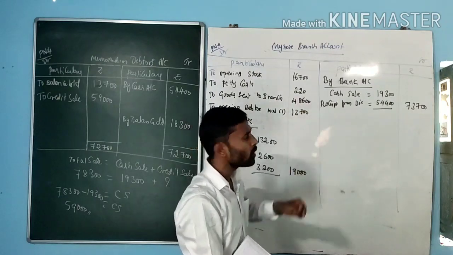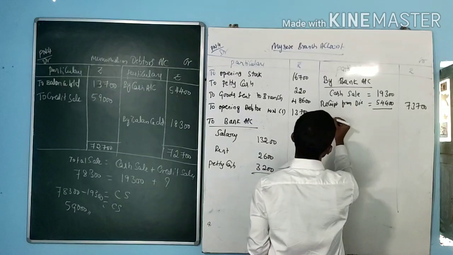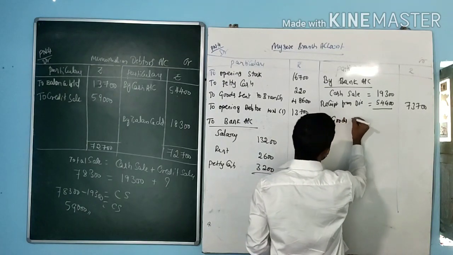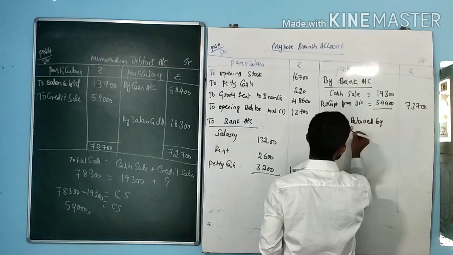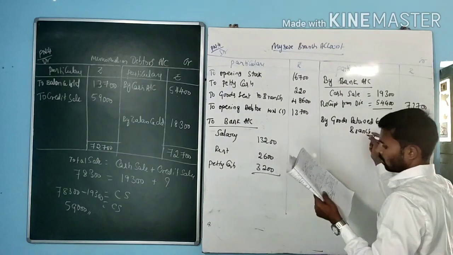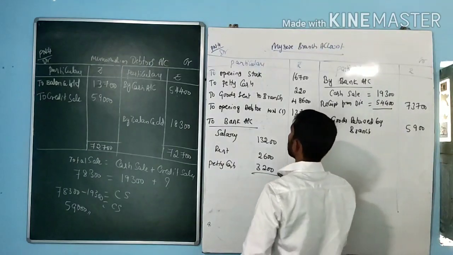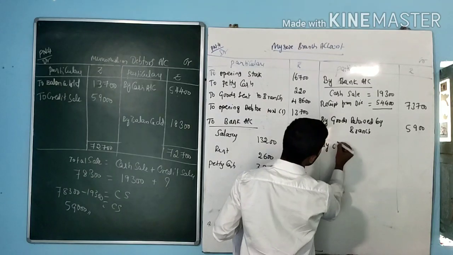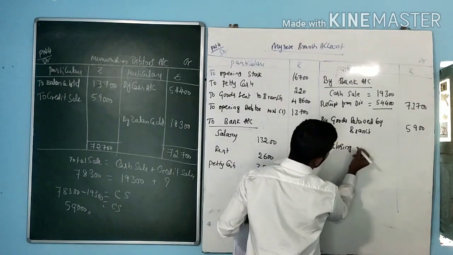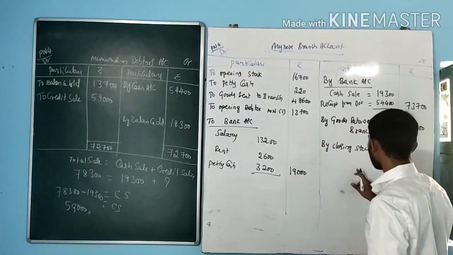Next, there is goods sent to branch. Opening is there, and in the same way they are returning back the goods. Some of the goods returned by branch. By goods returned by branch amount 5,900. Next, closing stock. If closing stock is not given, we have to calculate it. That I am going to show in the next problem.